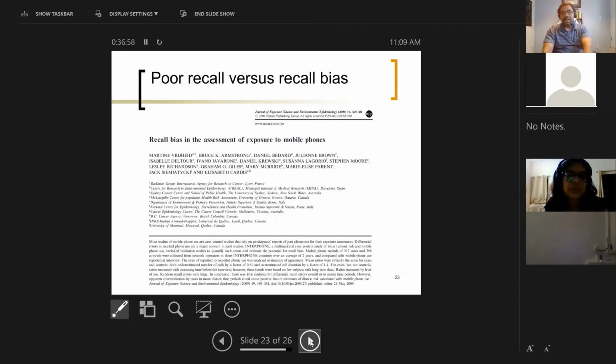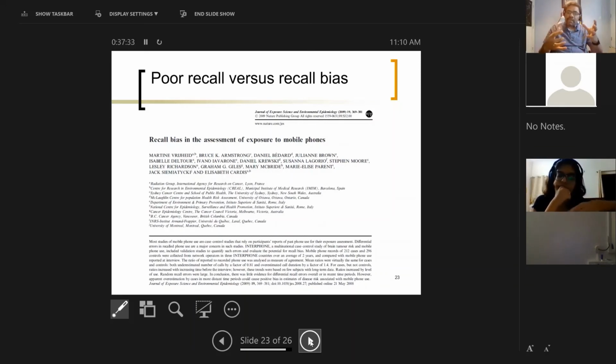Take a look at this study, recall bias in exposure to mobile phones. In the early days of mobile phones, there was a lot of anxiety that mobile phones may cause brain tumors. There was some early indication that excessive use of mobile phones, and mobile phones in the early days were associated with some level of electromagnetic frequency radiation. They were huge mobile phones and they were not as good as what we have today. So in the early days, it was a very genuine concern.